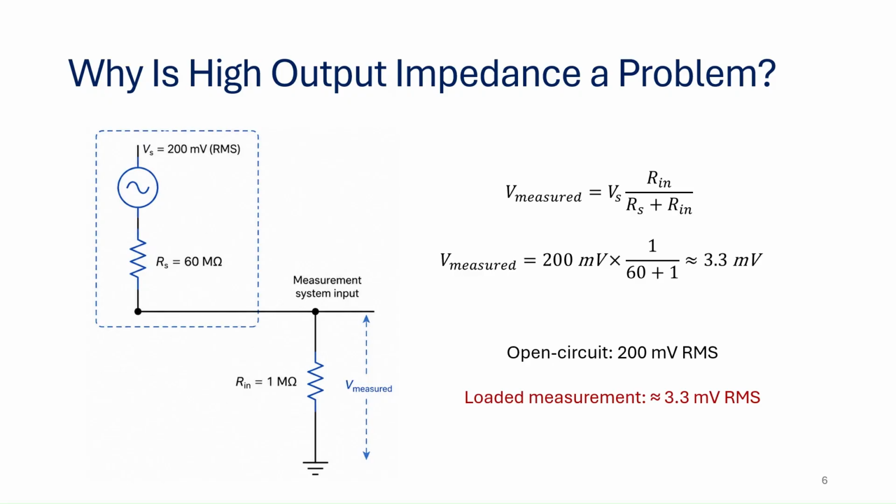This means that a sensor producing a relatively large signal now appears to produce a very small one, simply because of the interaction with the measurement system. Therefore, before we can accurately measure the signal, we must first prevent the measurement system from loading the sensor or altering its value.